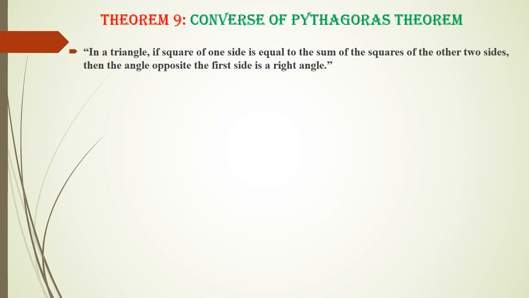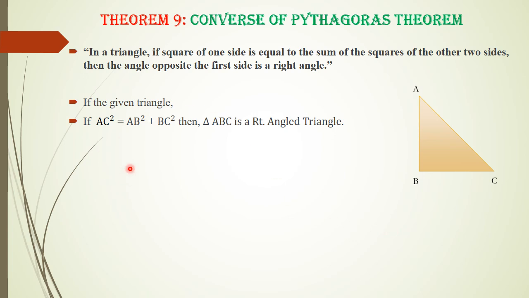Let us understand this theorem with a diagram here. Suppose ABC is any triangle, and according to this statement, if AC square, that is the longest side square, is equal to the sum of the other two sides, that is AB square plus BC square, then the angle opposite to AC, that is B, should be equal to 90 degrees. And in turn, if any one angle is equal to 90 degrees in a given triangle, that triangle is considered a right angle triangle. We can write it this way: if AC square is equal to AB square plus BC square in any triangle, then ABC is considered a right angle triangle.